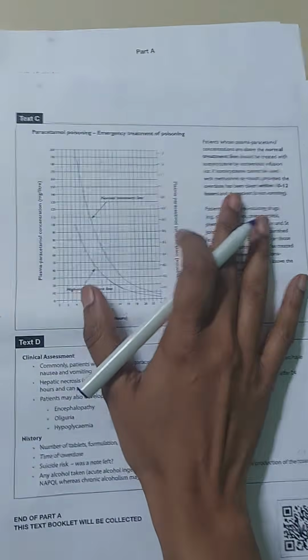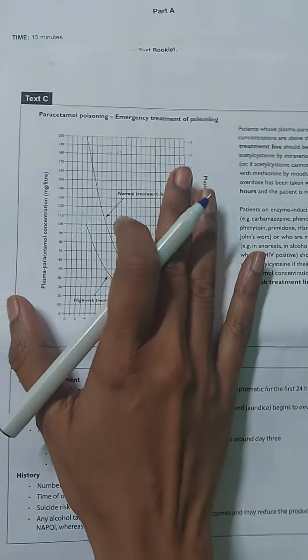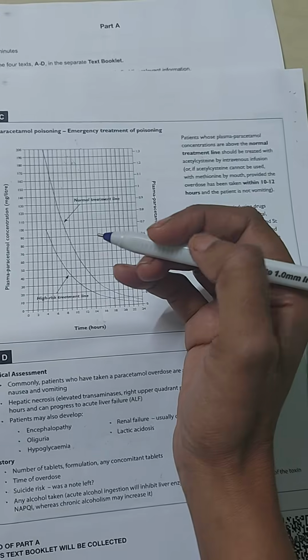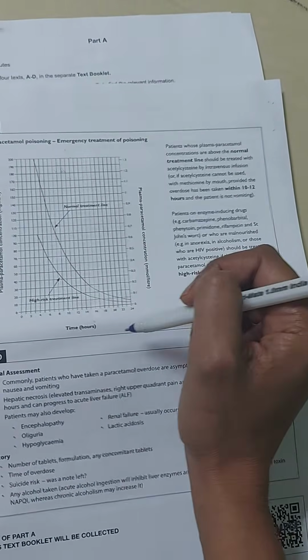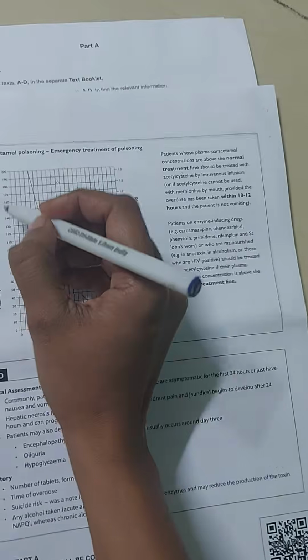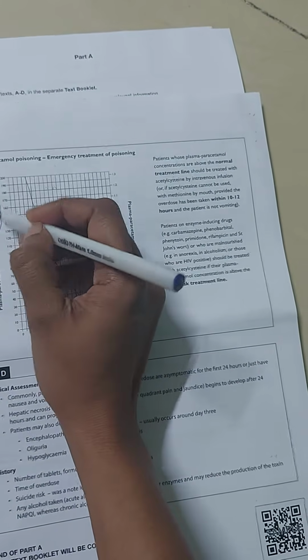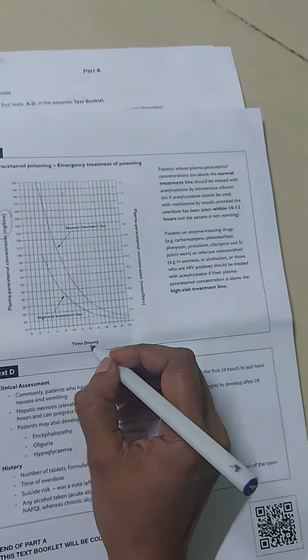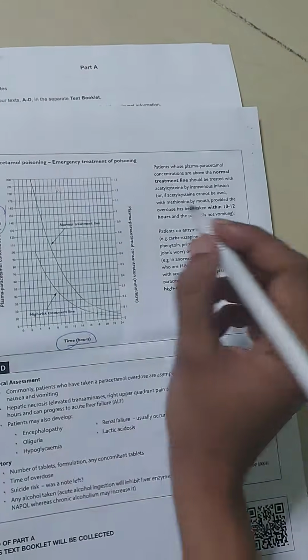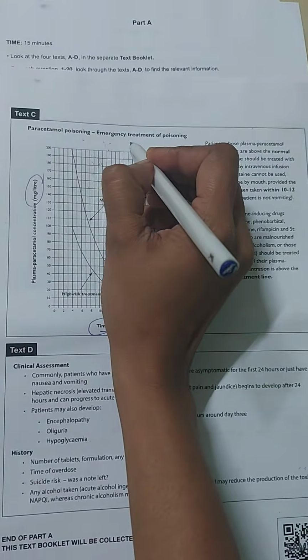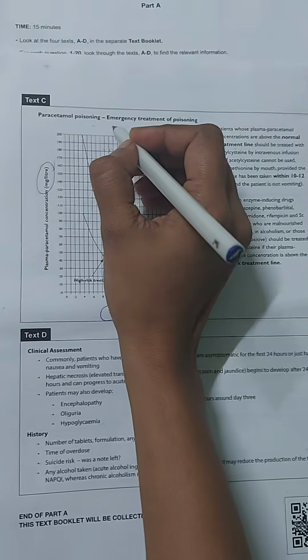And then if you go to text C, it's a graph. Any tabular column or graph you have, just check the topics or anything mentioned on the X and Y axis, and try to mark it up. Here it is plasma paracetamol concentration, something related to mg per liter, with time in hours. In text C it is mentioned as paracetamol poisoning, emergency treatment. This will be my point.